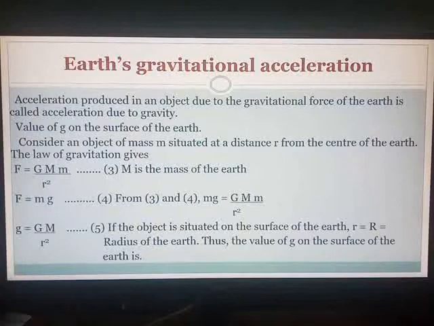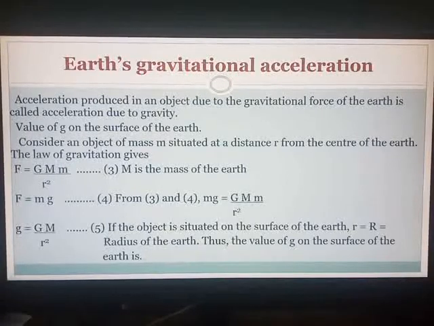Now here you can see what is m into g. They have given mg is equal to GM upon r square. How? What is F? F is m into g. So in place of F they have taken mg. mg is equal to GM upon r square. So m and m will get cancelled off. So what remains is small g is equal to GM upon r square.